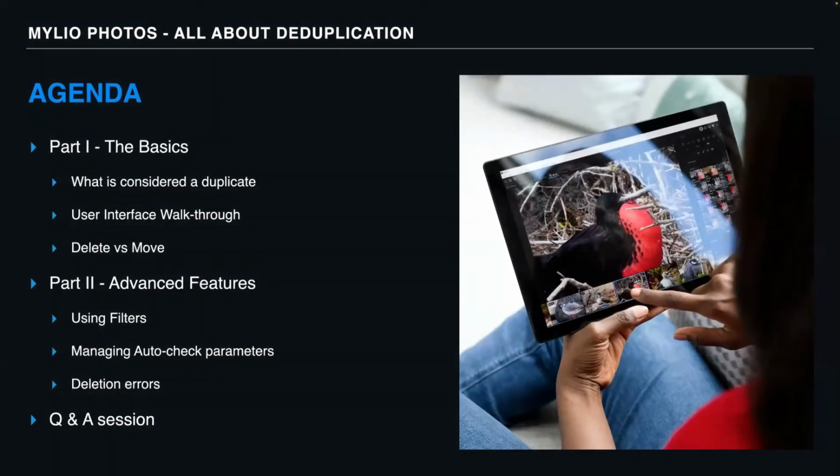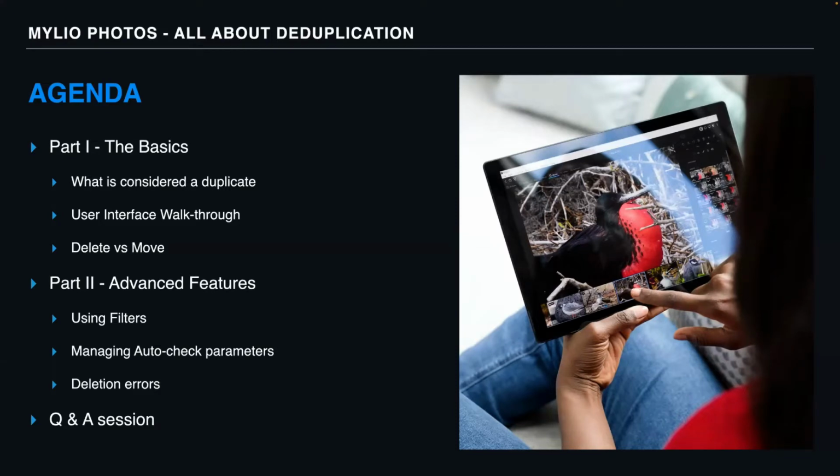Here's what we're going to talk about today. We're going to talk about the basics of deduplication. We'll explain what is considered a duplicate. We'll talk about the user interface, do a walkthrough and explain the different parts of the interface. And we'll also talk about how when you find and check the duplicates you want, you can either delete them or move them, and we'll explain the difference between the two.